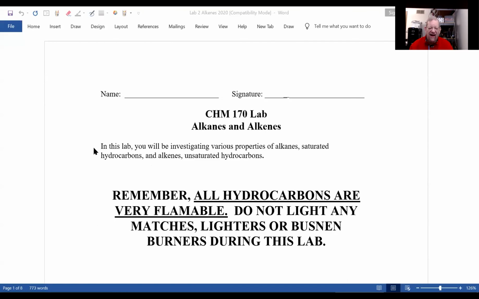All right, let's talk about today's lab. Today's lab will look at alkanes and alkenes. Alkanes are molecules with only carbon and hydrogen, with carbon-carbon single bonds, and alkenes have double bonds. Now, in the assignment area, I have this lab posted both as a PDF file and as a Word document.